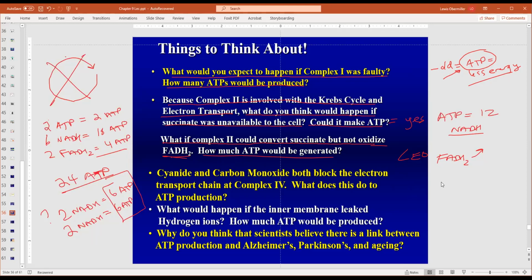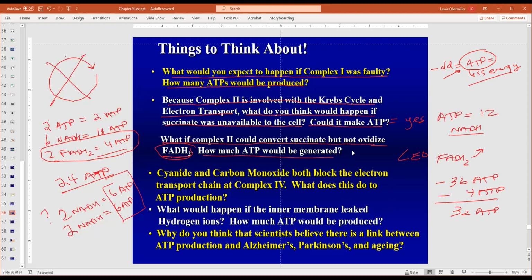You can answer this pretty quickly by saying we make 36 ATP, right? Yes. And we know that we get 4 from FADH2. So we would make 32 ATP because we couldn't use FADH2. Does that make sense? Wait, so we can get 32 because we could use FADH2? Or? No, we can't. Oh, okay.